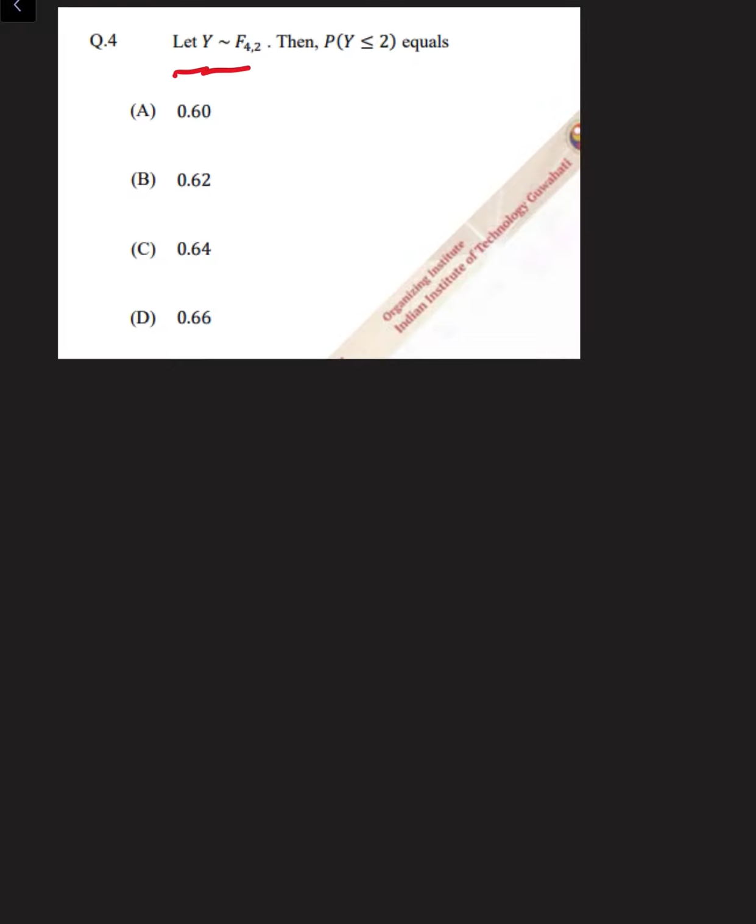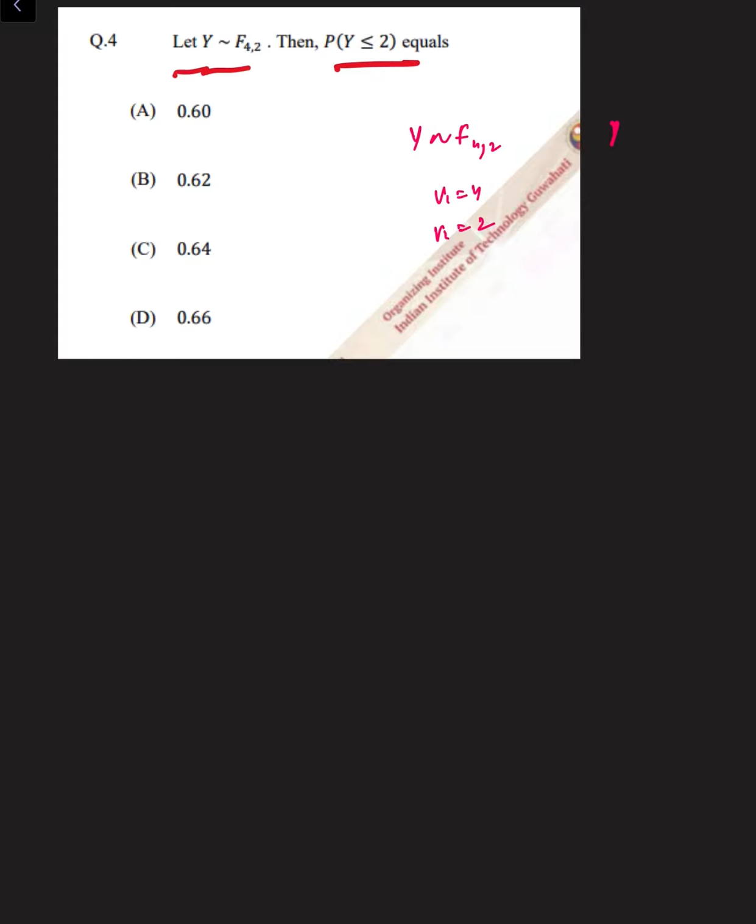Let y follow an F distribution with degrees of freedom 4 and 2. Then the probability of y less than or equal to 2 is... So if y is following F with degrees of freedom 4 and 2, that means the numerator has degrees of freedom 4 and the denominator has degrees of freedom 2.